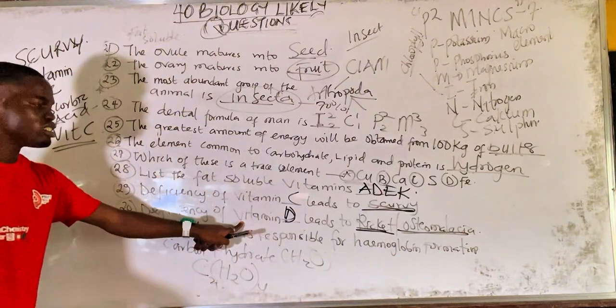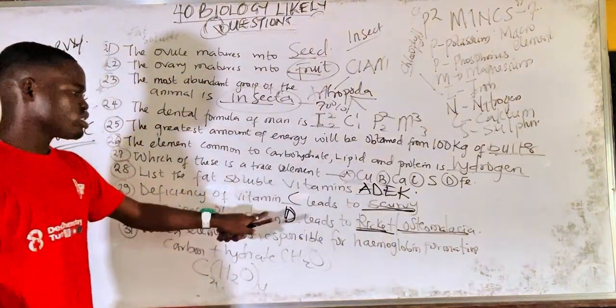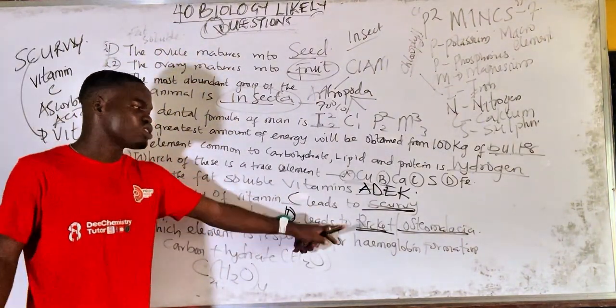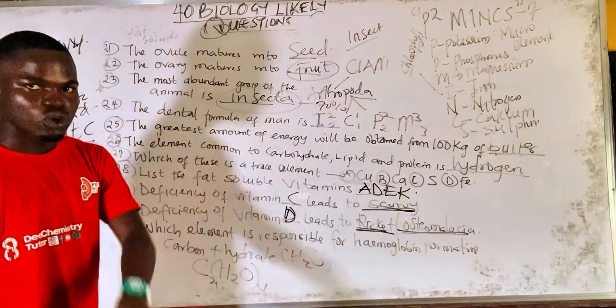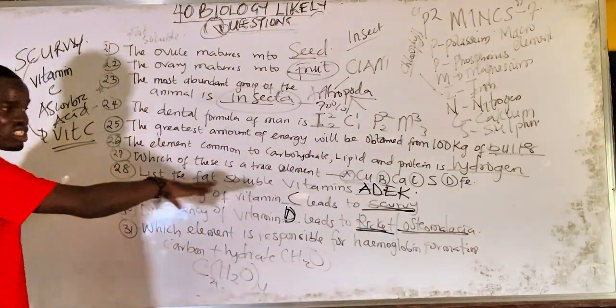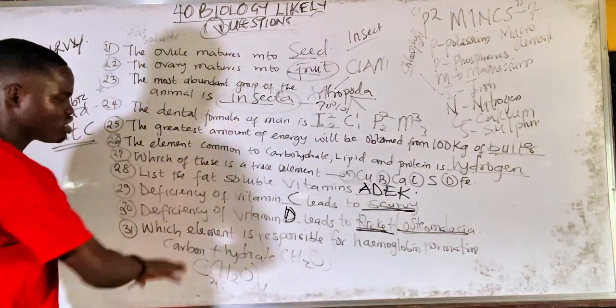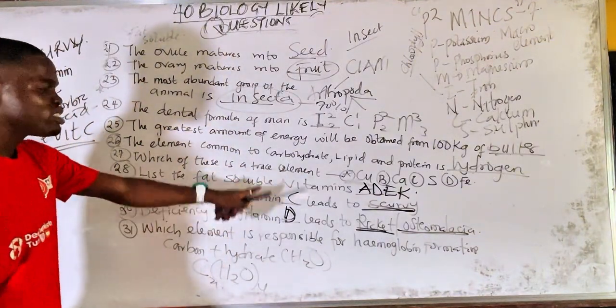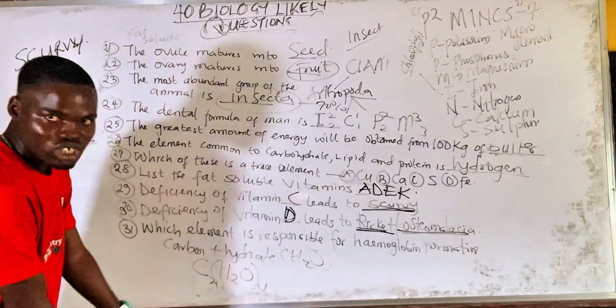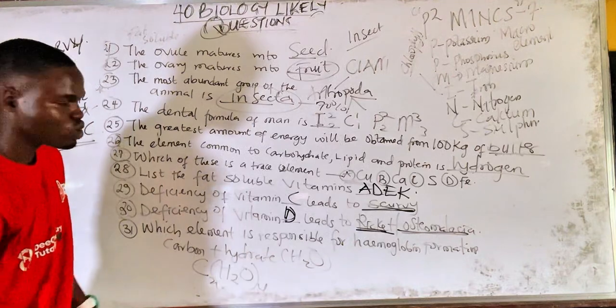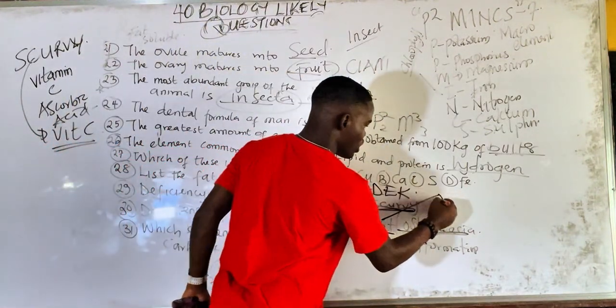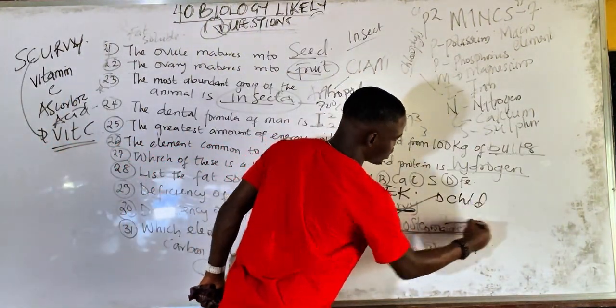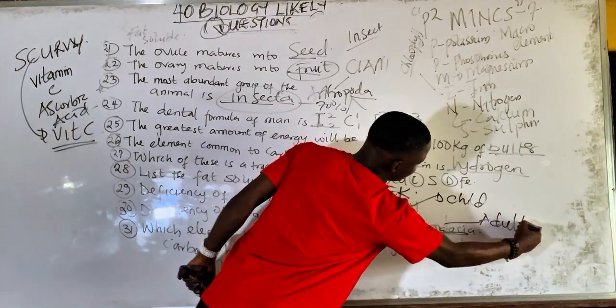So vitamin D, calciferol. Deficiency of vitamin D leads to what? Rickets or osteomalacia. There's a process of this, calcium metabolism, but I don't want to go into that. Just know that a low level of vitamin D leads to rickets in children and osteomalacia in adults. Please take note of that. This one happens in children. This one happens in adults. That's the difference.